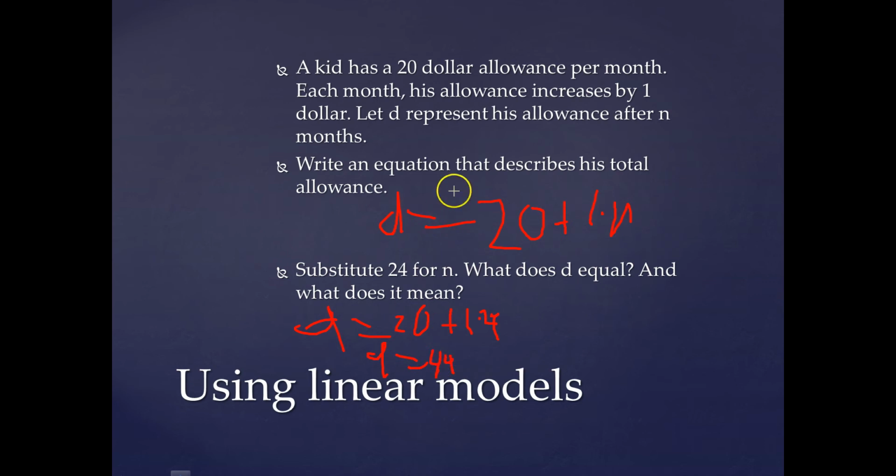Okay. So what does it mean? We know that D is equal to the amount of allowance. So this means that his allowance is now 44. And we know that the units are in dollars. So his allowance is now $44. And we substituted 24 for n. We know that n is the number of months. So what this means is after 2 years, this kid's allowance increases from $20 a month to $44 a month. It's pretty simple.